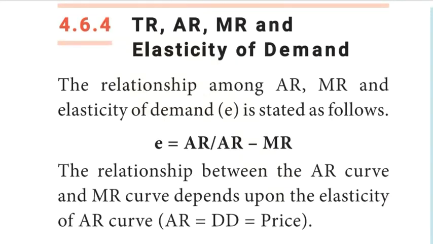Finally, we will discuss TR, AR, MR and elasticity of demand. The relationship among AR, MR and elasticity of demand E is stated as follows: MR is equal to AR times (E minus 1) divided by E. The relationship between the AR curve and MR curve depends upon the elasticity of the AR curve.